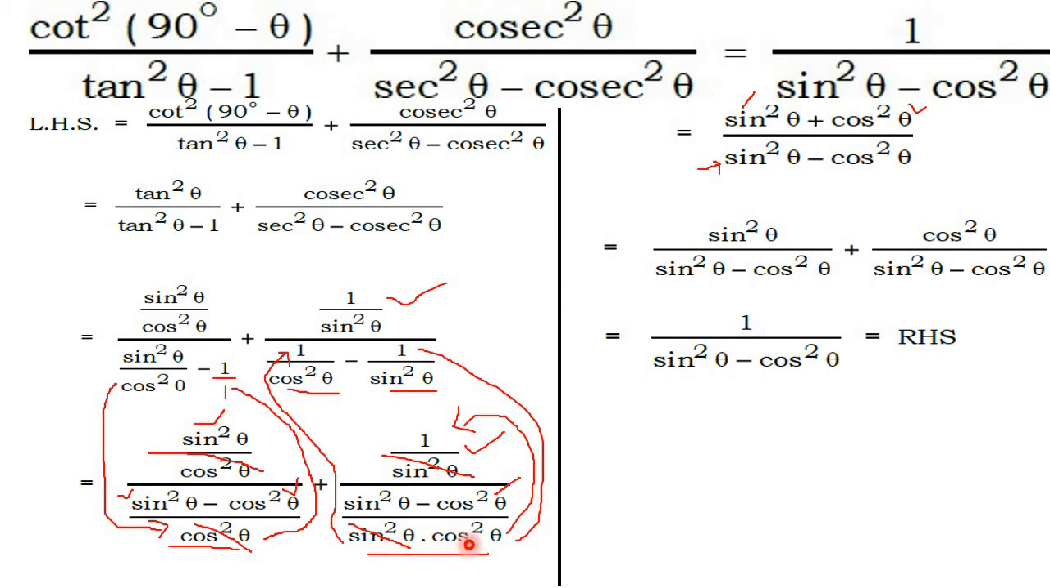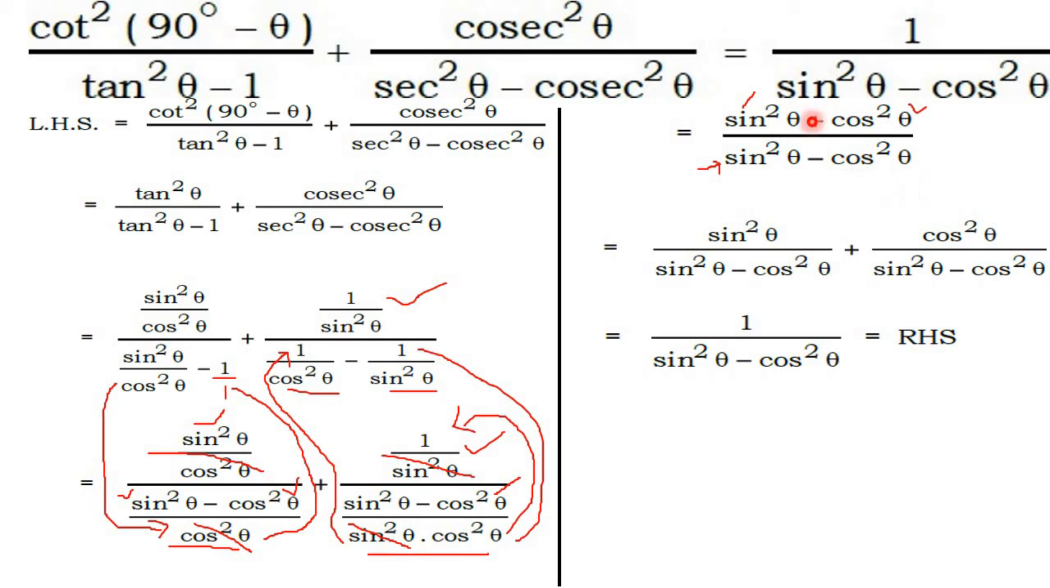Then this cos square goes to the numerator. It becomes cos square theta. Here also sin square theta minus cos square theta is common. If you take out the LCM, you will get sin square theta minus cos square theta. The numerator term is only sin square theta. Here the numerator term is cos square theta, which goes to the numerator.